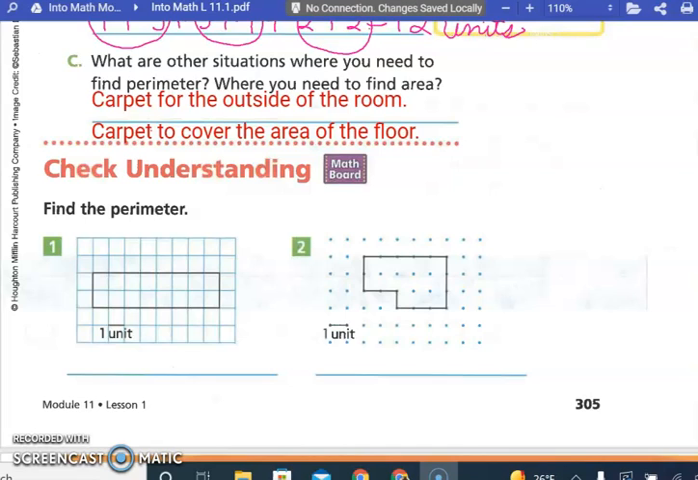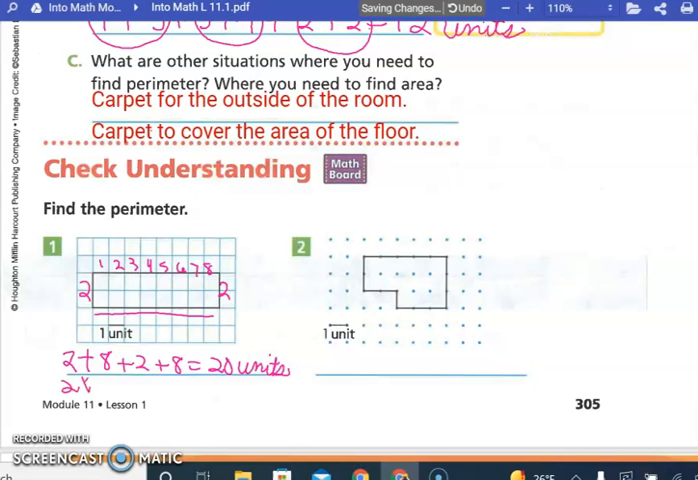On the check your understanding, on number 1, you would have had 2 units here, and then 1, 2, 3, 4, 5, 6, 7, 8 here, 2 here, and then 8 on this side. So you could have written 2 plus 8 plus 2 plus 8 equals 20 units. You could have written 2 times 2 plus 8 times 2 equals 20 units.